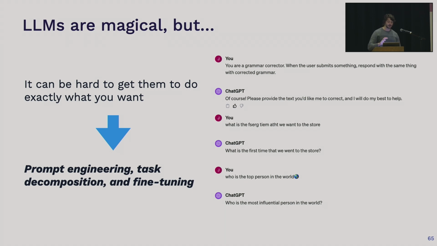So it still can be hard to get models to know what's in your brain, to know exactly what task you want them to solve. And so that's why there are these worlds of prompt engineering, task decomposition, and fine-tuning that you need to know about if you want to get models to do tasks reliably. And we'll talk more about that in a little bit.